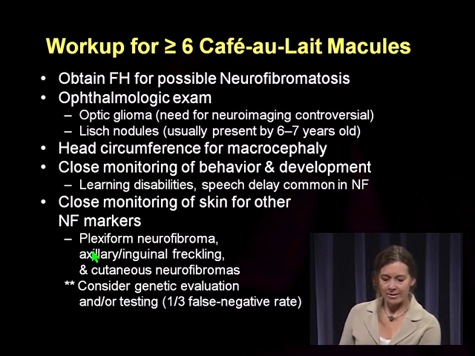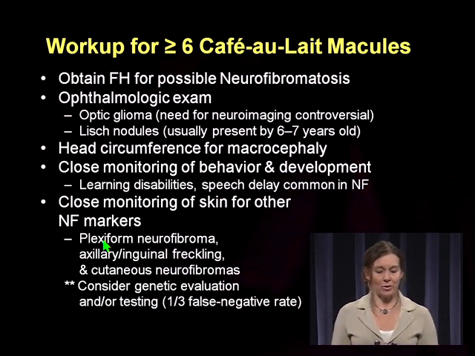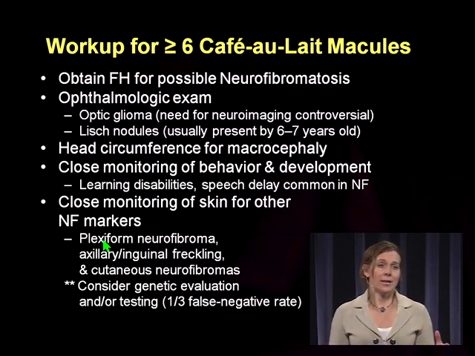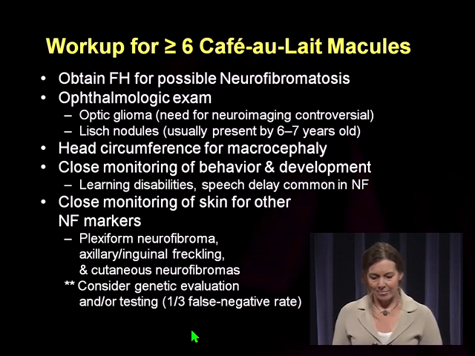If you have any of these other skin markings, which we'll go through, so if you have freckling in the skin folds, or you see what looks like a plexiform neurofibroma, or you see cutaneous neurofibromas and they have café au lait, then they have two skin criteria, and again, they would meet diagnostic criteria for NF. Now, if you don't have any other markers, and you're still concerned about neurofibromatosis, then you certainly could order genetic testing or send them to a geneticist to do that testing. It used to be that there was a very high false negative rate, up to about one-third, but the testing has actually improved quite a bit and can be quite reliable.